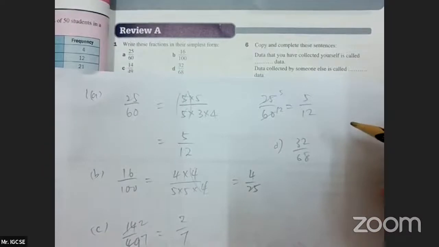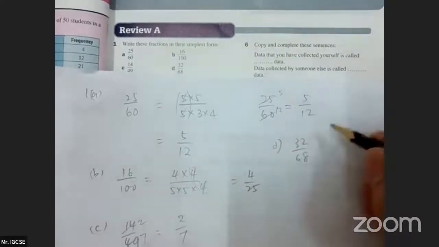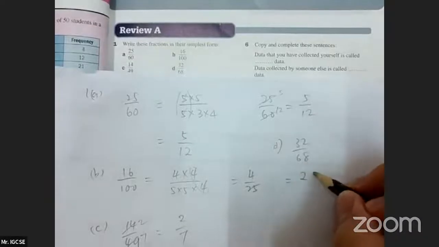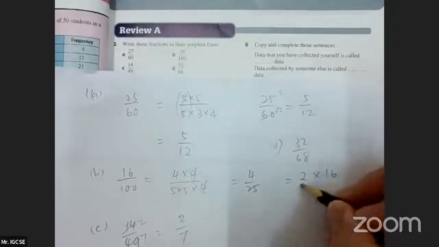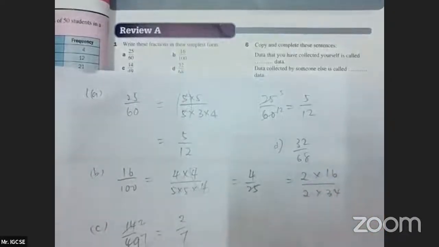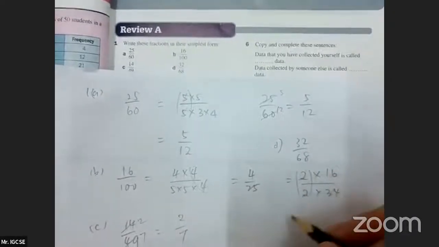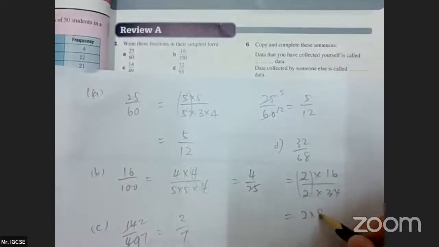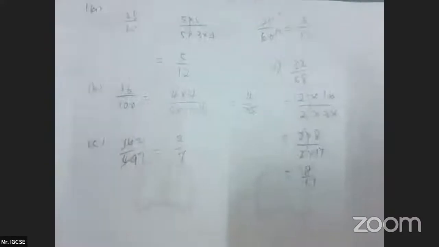If you cannot find the number 4, you can always go slowly from 2, can you see? It becomes 2 times 16, and this is 2 times 34. Then this one is cancelled out. So you have the 16, this is 2 times 8, and this is 2 times 17. So again, you can cancel out. So the answer is 8 over 17. Can you see the idea?